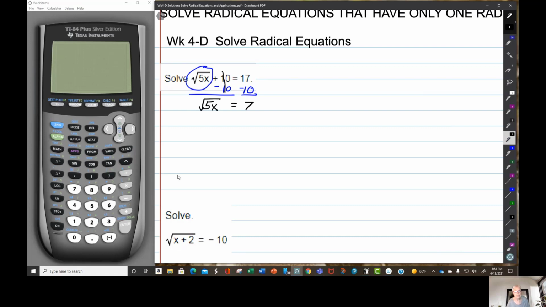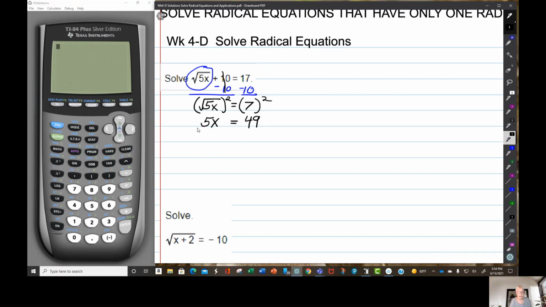And now here's something that might be new to you. We have to get the x out from underneath the radical, right? And since it's with the 5x, we have to get both of them out. So I'm going to square the left side of this equation and square the right side of the equation. And that will give me 5x without the radical, without the square root sign, and 7 squared is 49.